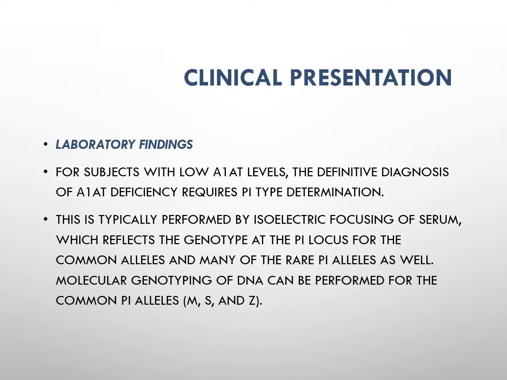Laboratory findings for subjects with low alpha-1 AT levels: the definitive diagnosis of alpha-1 antitrypsin deficiency requires PI type determination. This is typically performed by isoelectric focusing of serum, which reflects the genotype of alpha-1 antitrypsin, the PI locus for the common alleles, and many of the rare PI alleles as well. Molecular genotyping of DNA can be performed for the common PI alleles.